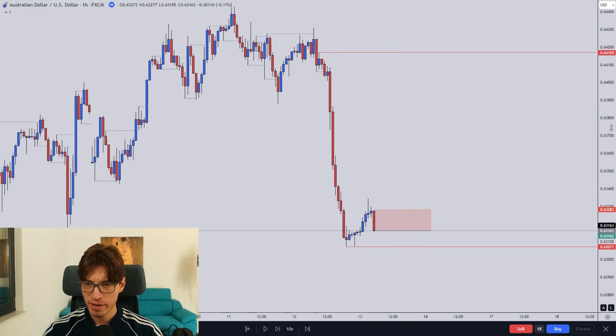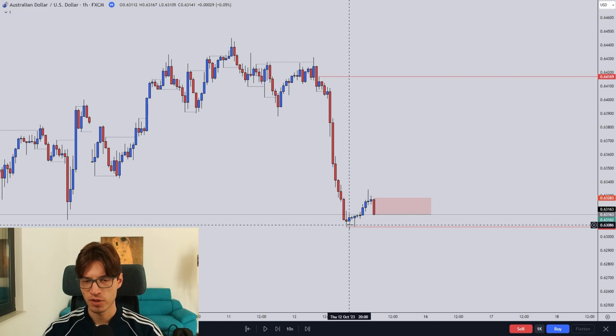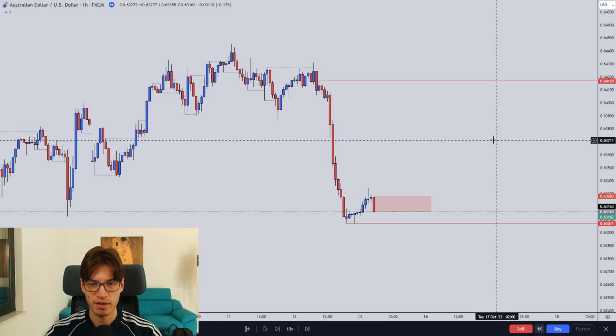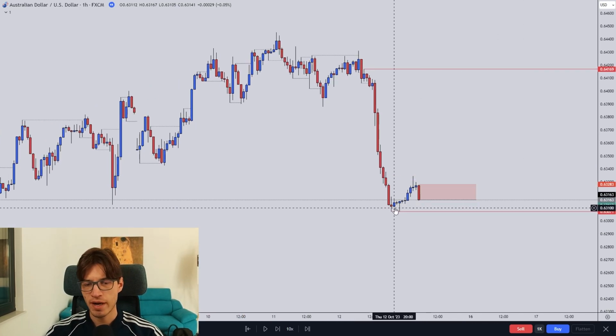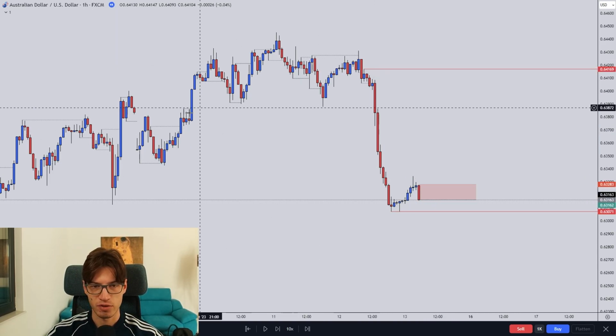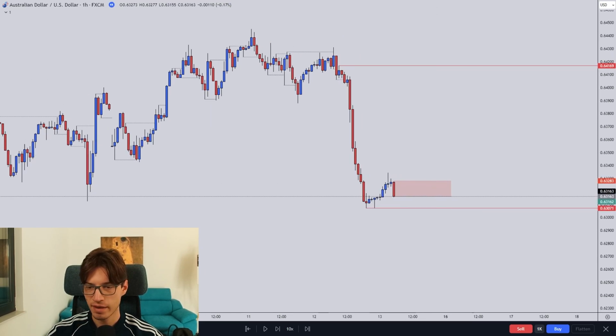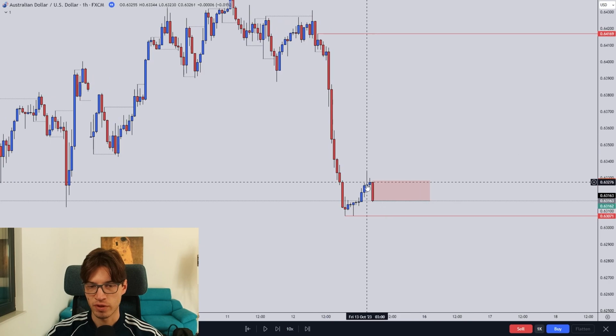Okay, why did I take it? Was I concerned about the wicks? No, I was not. If I squeeze the price a little bit, they were kind of big, but I was not really concerned because of the price action. I really like the ascending channel and the push down. This bearish momentum was really, really clean. So yeah, I was happy to take the risk here.